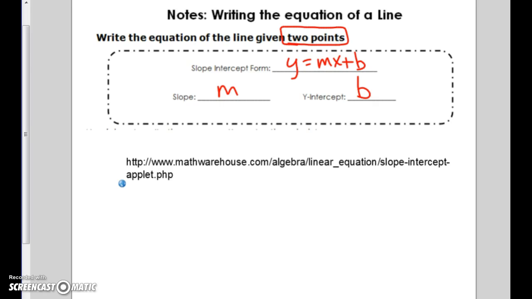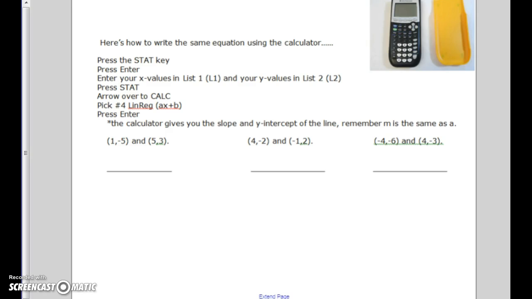Do you ever plug anything in for y or for x? No. Okay? Let's first start off with your calculator. Everybody turn your calculator on. Right here on your worksheet is how to write an equation when they give you 2 points. So I want you to first hit the stat key, it's right underneath the delete key.